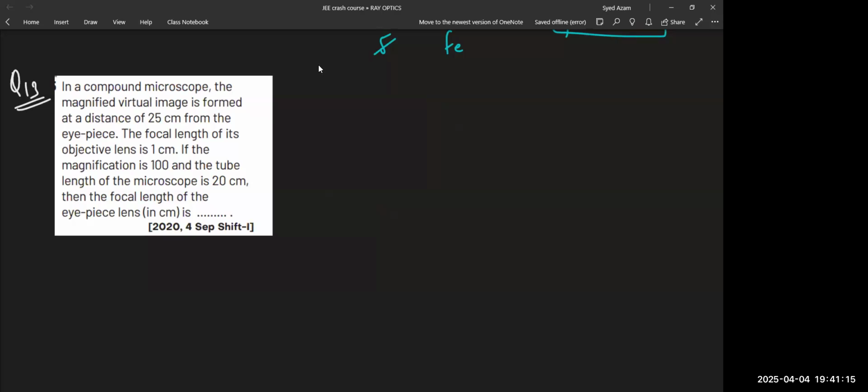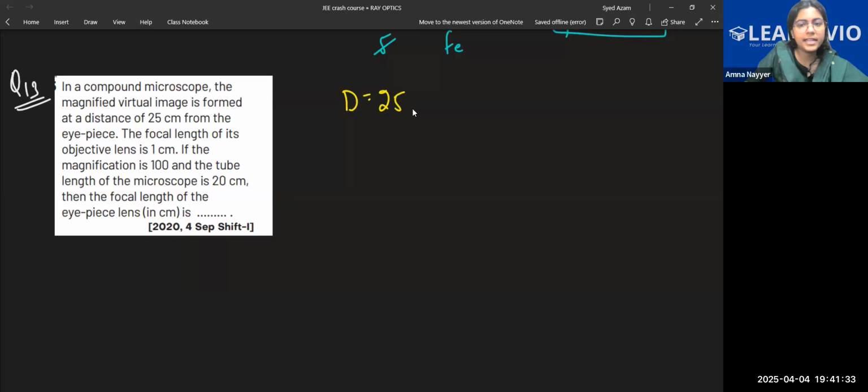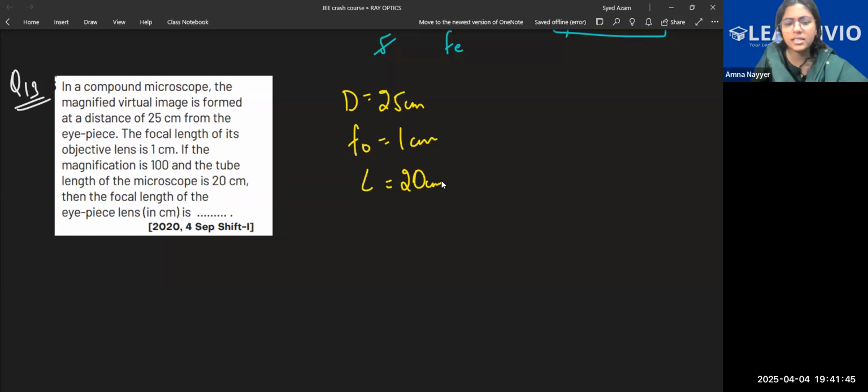Okay, class. So this question says, in a compound microscope, the magnified virtual image is formed at a distance of 25 centimeters from the eyepiece. The focal length of its objective lens is 1 centimeter. Okay. So see, D is 25 centimeter. Focal length of the objective lens is given as 1 centimeter, and again the length of the tube is given as 20 centimeter. So we will have to calculate FE. So it's a similar question from your 2020's paper.